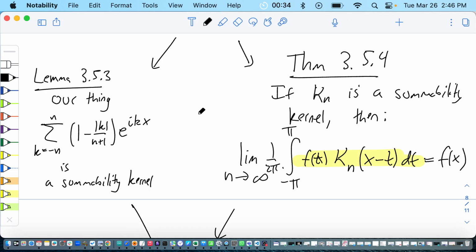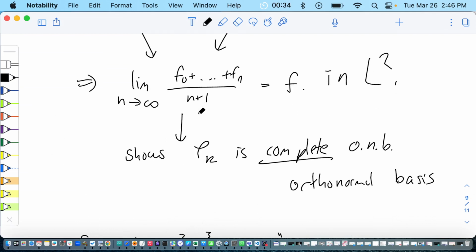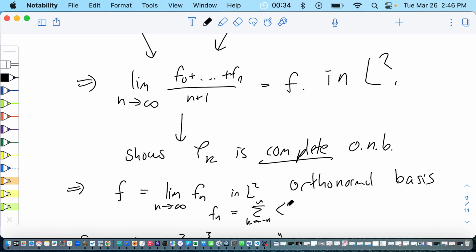So that's what we're going to do today, and once we finish those two, we will prove that phi k is a complete orthonormal basis, and when phi k is a complete orthonormal basis, therefore Fourier series converge in L2. So f equals the limit as n goes to infinity of fn in L2, where fn is the sum, k going from minus n to n, of the inner product of f with phi k times phi k, is the Fourier series with n terms, the n term approximation. So that's our main goal, is to prove this thing, and we're almost done. Any questions about the high level thing?